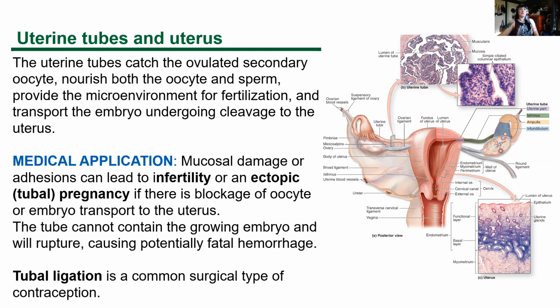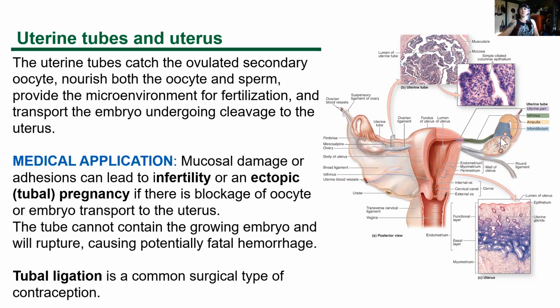So if there's a blockage or if the oocyte gets stuck, the embryo doesn't get here. And obviously that's not a good place. And because of how vascular this area is, if you look closely, you can see that embedded in the broad ligament are a bunch of blood vessels. This can cause rupture and potentially fatal hemorrhage. So it's a very dangerous thing to have happen for the person experiencing the tubal pregnancy.